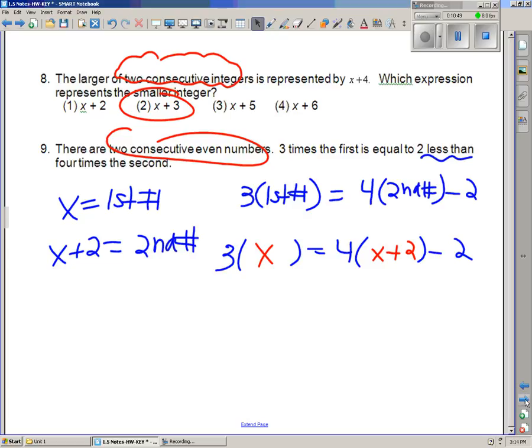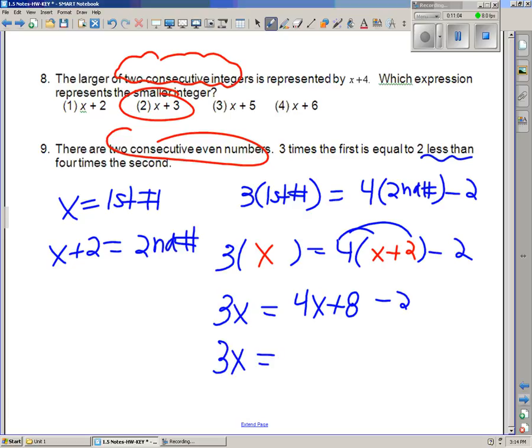It would be nice to simplify this thing. 3x is just 3x. Distributive property becomes 4x plus 8. We can't forget there's a minus 2. So the final equation in simplified form would be 3x equals 4x plus 6.